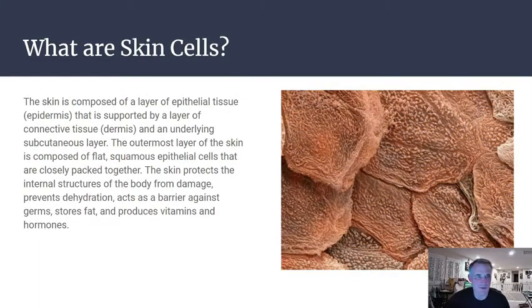These are skin cells. Skin is composed of a layer of something called epithelial tissue. It's actually called simple squamous epithelium, and it's basically there to act as a protective barrier to the external environment, right? And it's supported by a layer of connective tissue called the dermis and the underlying subcutaneous layer. The outermost layer of the skin is composed of flat squamous epithelial cells that are closely packed together, and the skin protects the internal structures of the body from damage, helps to fight off infections, and prevents dehydration. Basically, it acts as a barrier between the body and the external environment. It does some vitamin production as well.